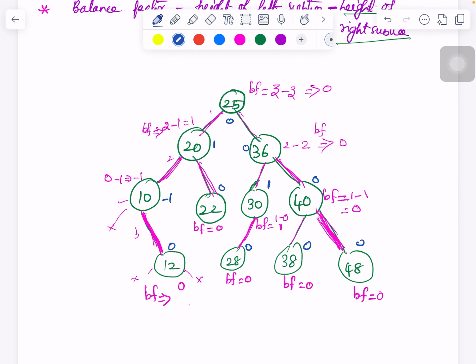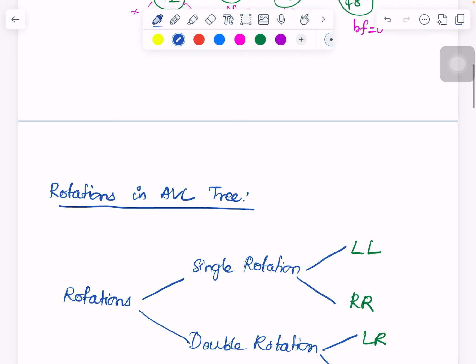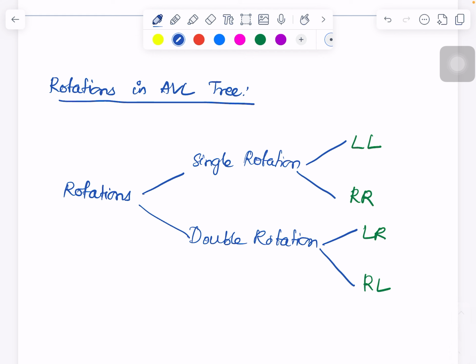Now let us see what we are supposed to do if the balancing factor of the AVL tree is not balanced. If it is not balanced, then we are supposed to perform a rotation. There are four types of rotation. We generally categorize them into single rotation and double rotation. In single rotation, we have left left and right right. And in double rotation, we have left right rotation and right left rotation. Fine. Now, when are we supposed to perform this rotation?